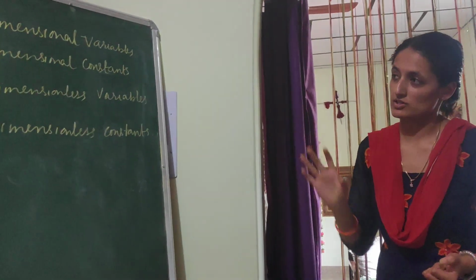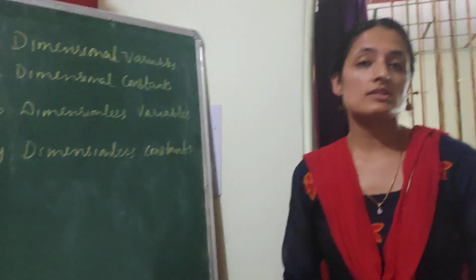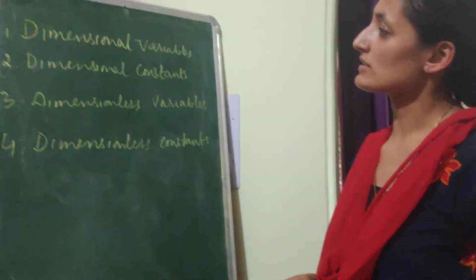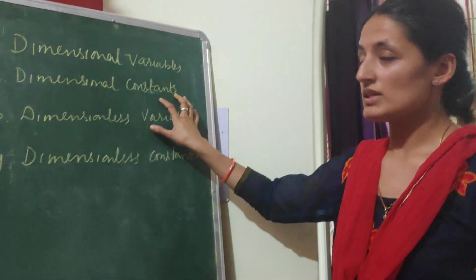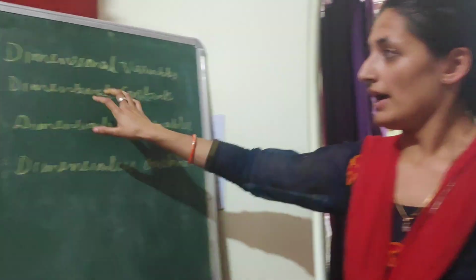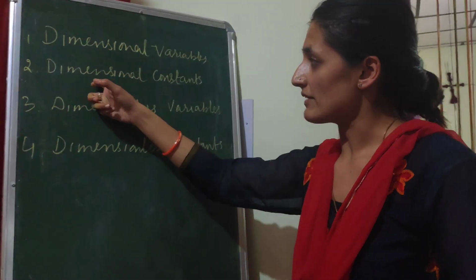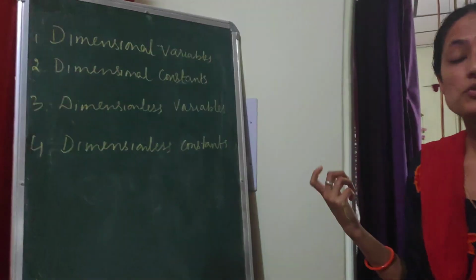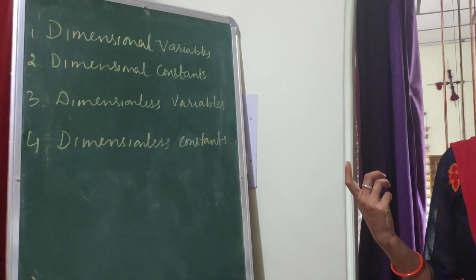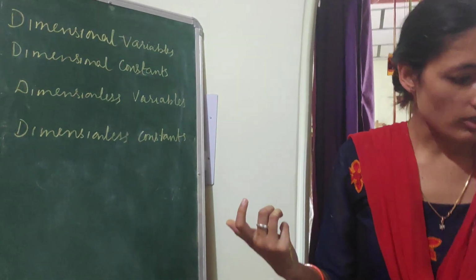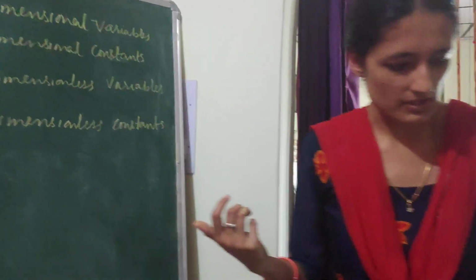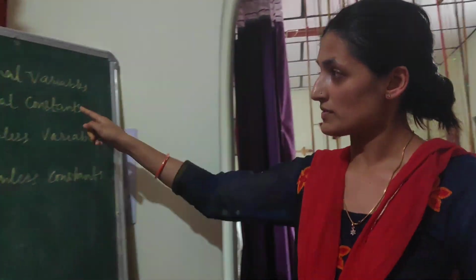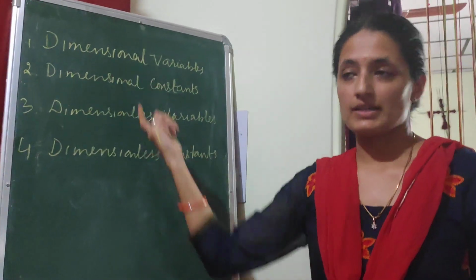Constants are fixed. In the last video we discussed dimensional constants. A constant means something that has a fixed value, and at the same time that constant has a dimension also. That is your dimensional constant. For example, the universal gravitational constant G is a dimensional constant. Speed of light in vacuum is also a constant, and speed also has dimensions.